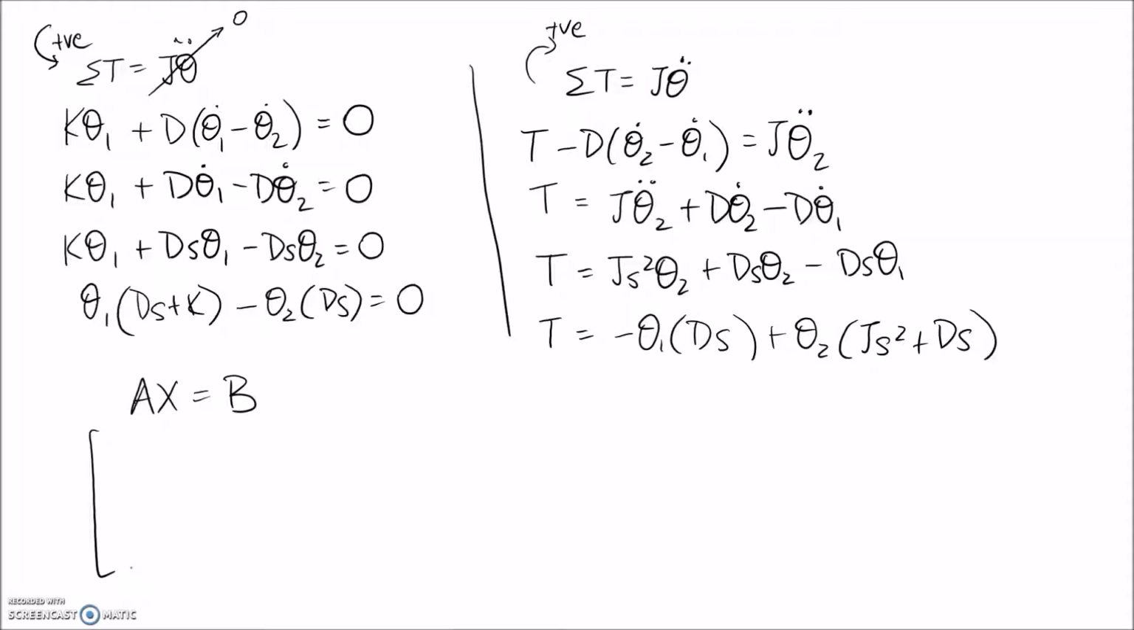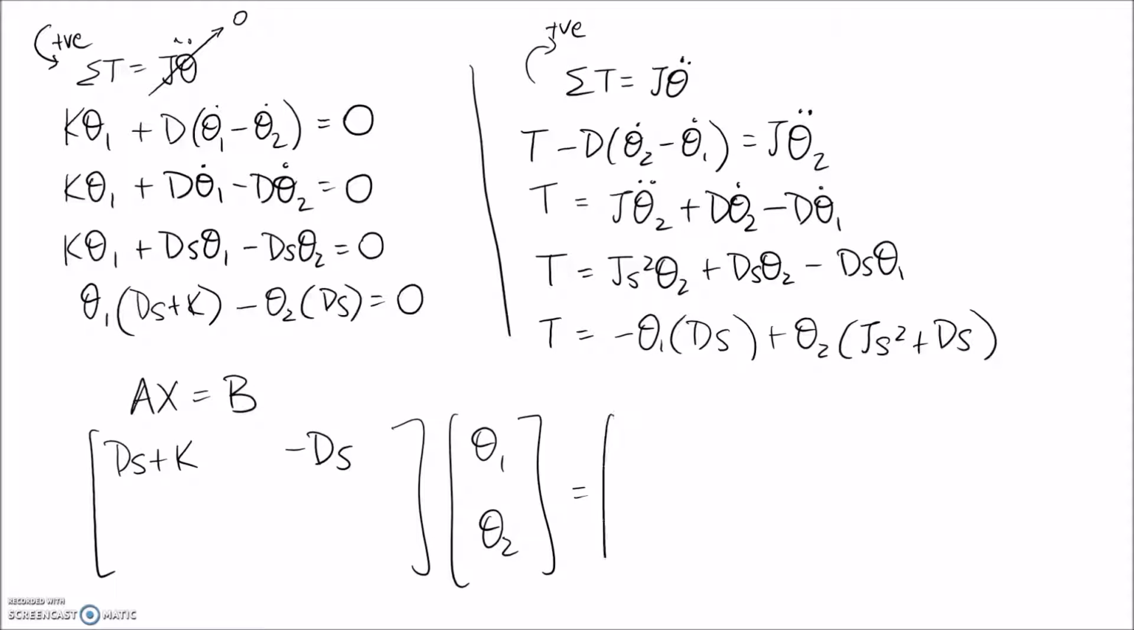So the A matrix is going to be all the constants in front of our unknowns. For this equation we have ds plus k, and this one here is negative ds. That gets multiplied by the two unknowns that we had, which were θ1 and θ2. And on the other side, the B matrix is what's on the other side of the equation, so it's going to be a 0.